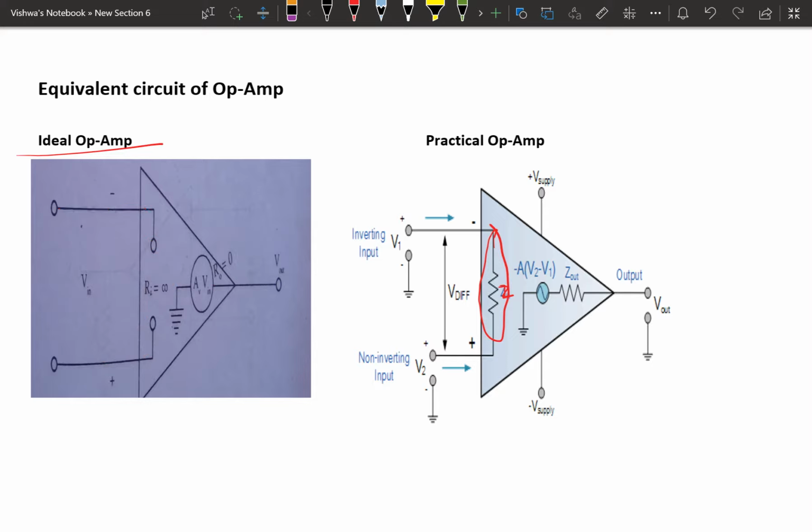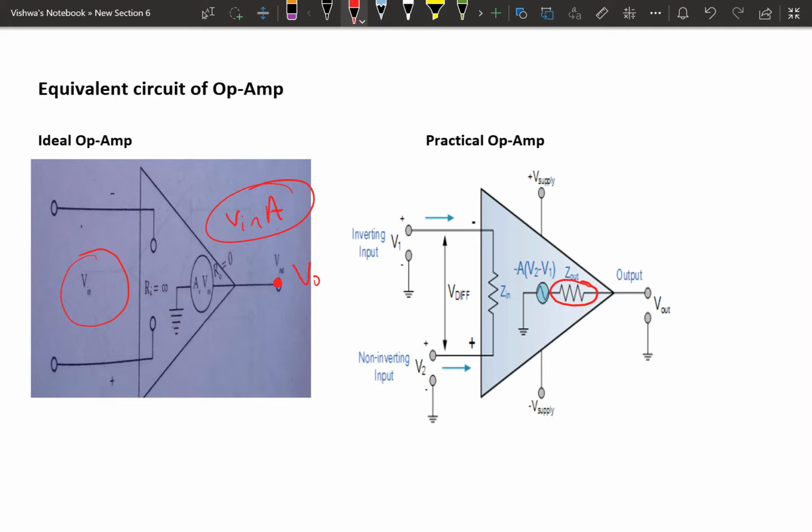But in the practical op amp, this is not the case. In the practical op amp we have a small amount of resistance at the output. For that we represent it by a resistor here. This resistance is very small, but not zero. And then the gain. So the output is Vin times A. Vin means the voltage applied to the input terminal times the gain of the amplifier. That will give the output voltage.